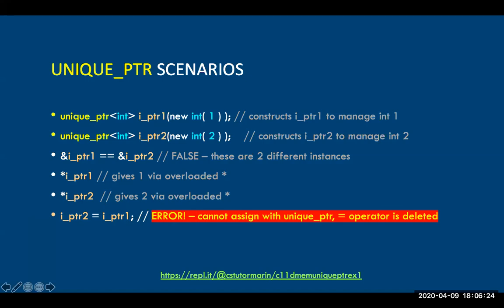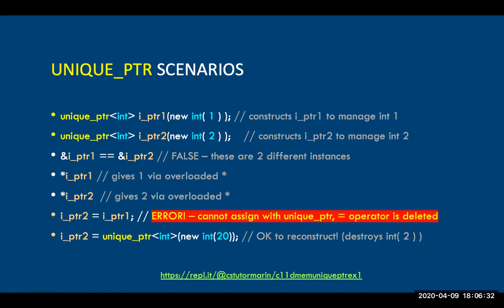Because the people who designed the unique pointer didn't want that to be able to be done, because everybody should only be pointed to by one thing, okay? Now, there is a way to forcibly reconstruct a new pointer, right? If I say I pointer 2 equals something brand new, that is going to release this integer here on the heap, this int2, it's going to delete it, and it's going to reassign this to something like an integer 20 on the heap. Okay, so there's a way to reconstruct it, but you can't copy or assign things using those type of operators, okay?